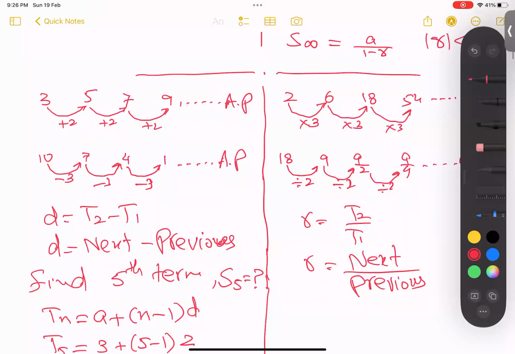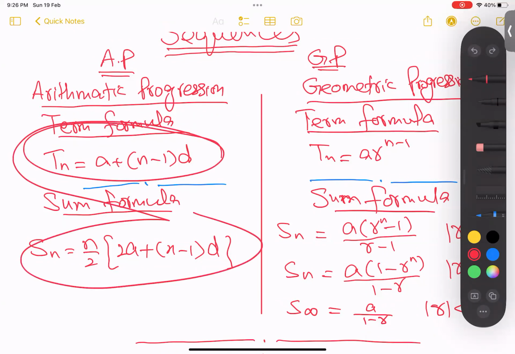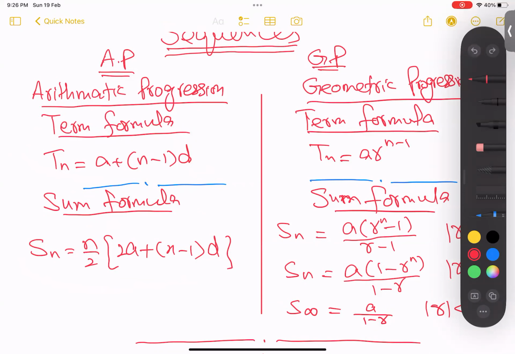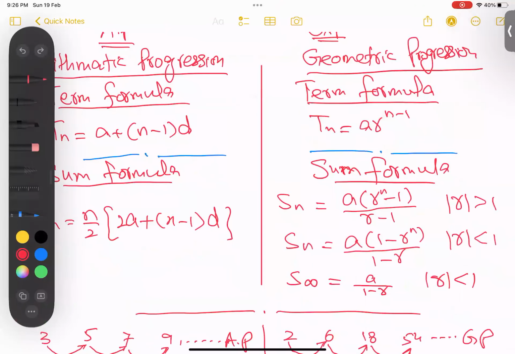The examiner can ask you two things only: one term formula and one sum formula. That's it. In a whole chapter regarding AP, he will ask you two things: term formula or sum formula. And similarly, GP. So now come to GP, and then inshallah we'll start some practice.